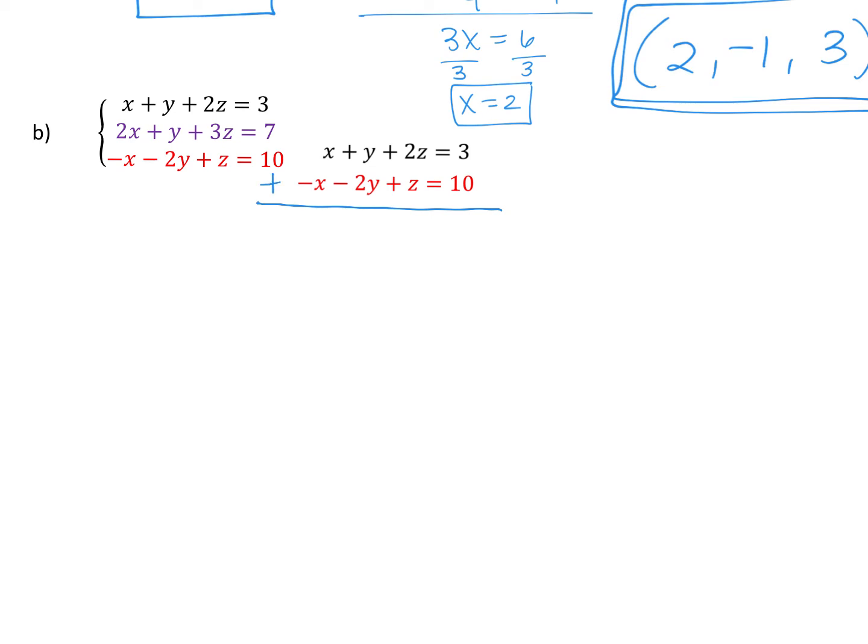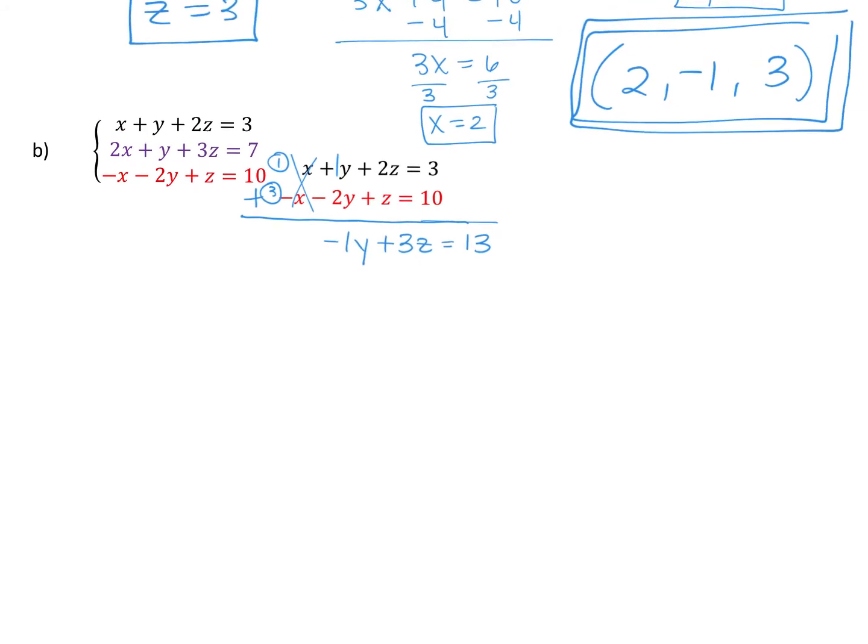Okay, so if I add these, x plus a negative x, that's 0. 1y plus a negative 2y is a negative 1y. 2z plus z is a 3z equals 13. Okay, so we eliminated x from 1 and 3. So now we can't use 1 and 3 again to eliminate x. We need to eliminate x from 1 and 2 or from 2 and 3. Which one do you want to do? 2 and 3, because that's already a negative. That keeps it simple. Okay, so we'll do 2 and 3 now. Take a copy of 2 and 3.